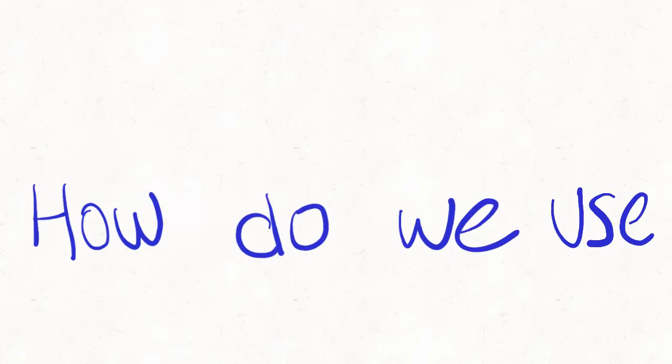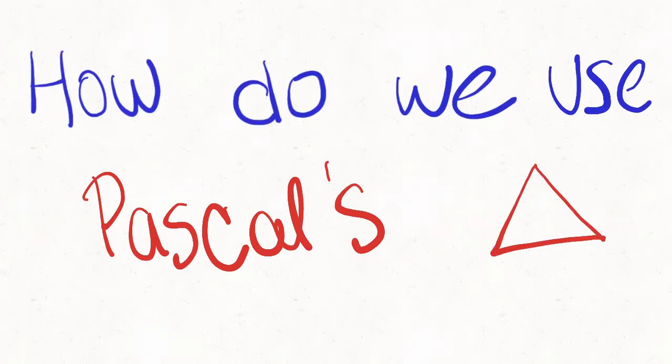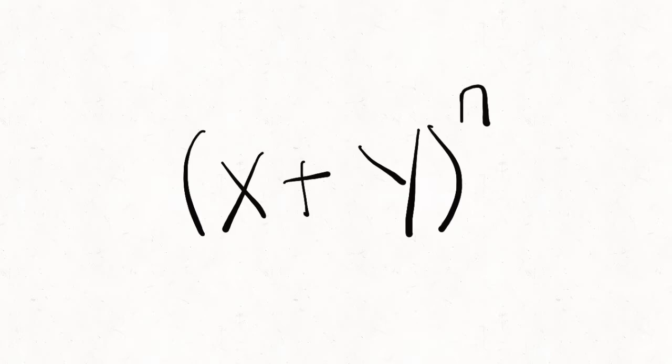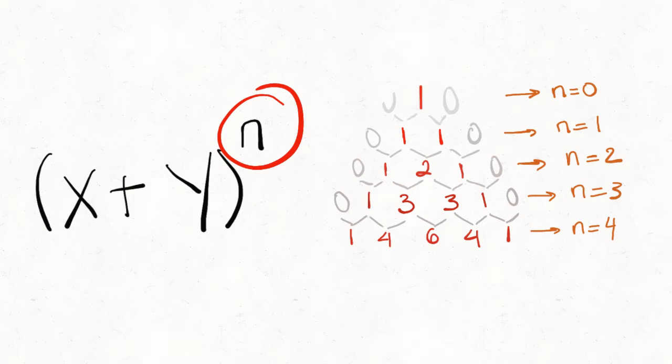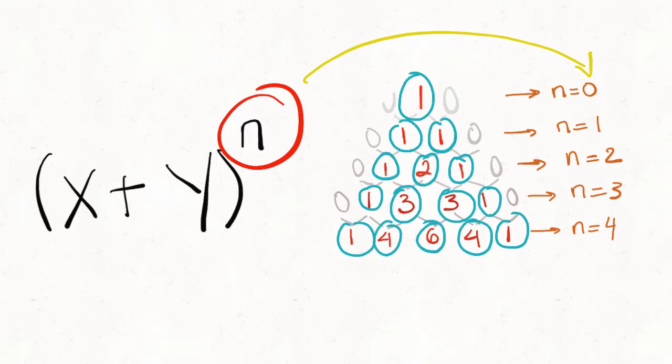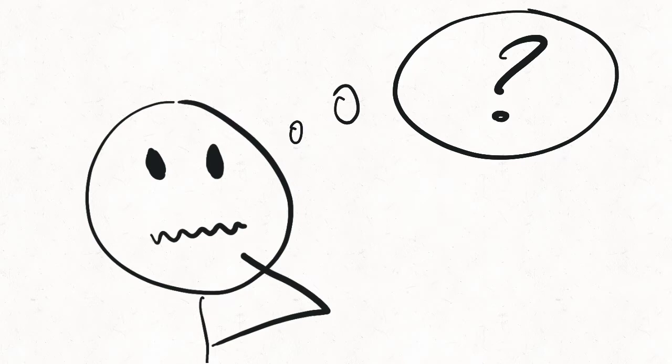Now, how do we use Pascal's triangle to expand a binomial? Well, two things to know. The power in your binomial corresponds to the row in Pascal's triangle. Next thing to know is that the numbers on the triangle are going to be the coefficients of your binomial expansion. I know it sounds complicated, but it's not.